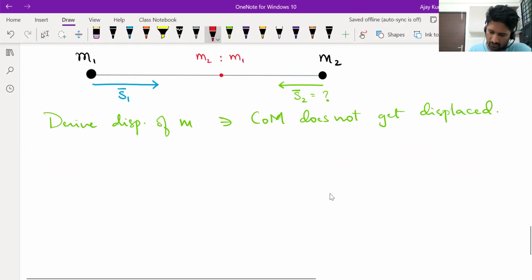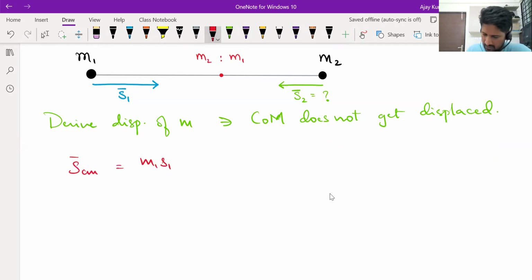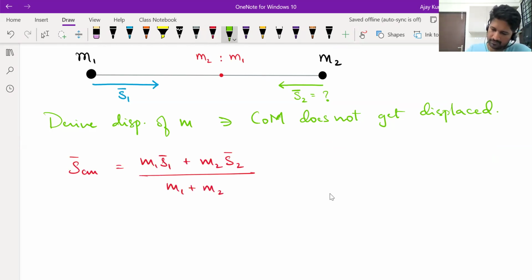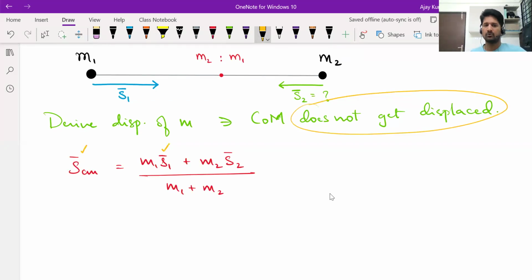Displacement of center of mass is M1 multiplied with displacement of the first mass plus M2 multiplied with displacement of the second mass divided by M1 plus M2. Now in this problem, you are given S1. You are given displacement of center of mass also. Center of mass does not get displaced, means displacement of center of mass is 0. That is also known to us. You have to calculate displacement of the second mass.